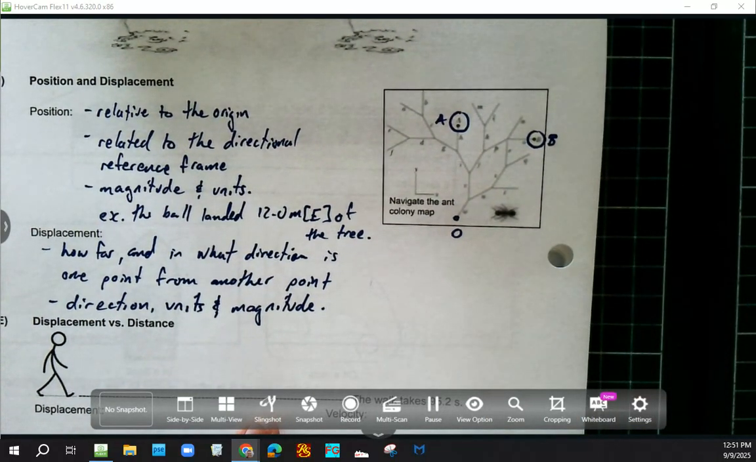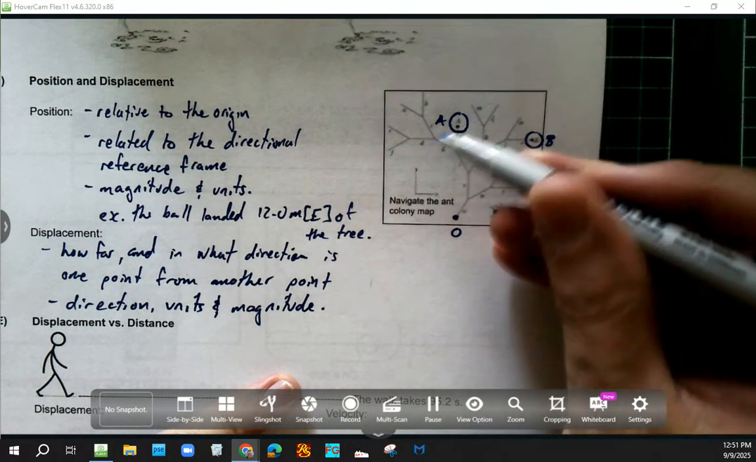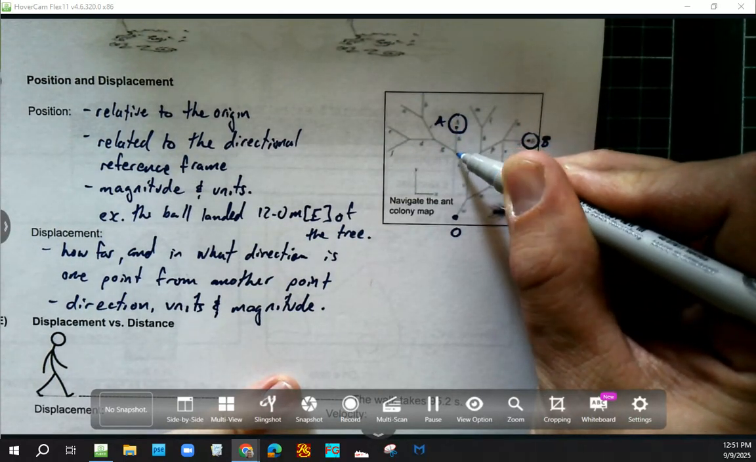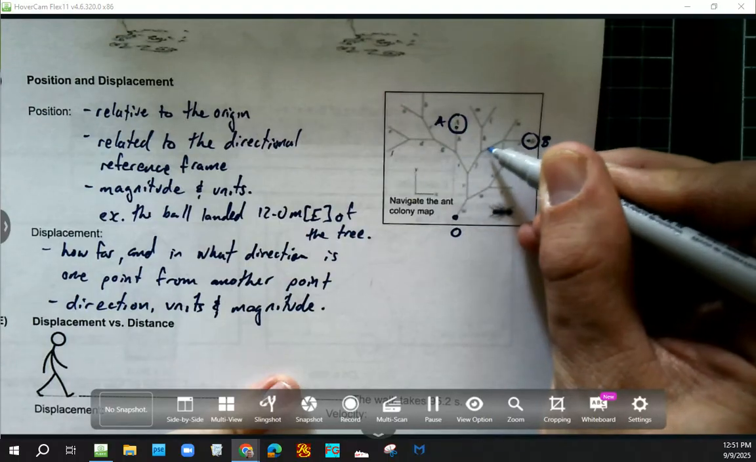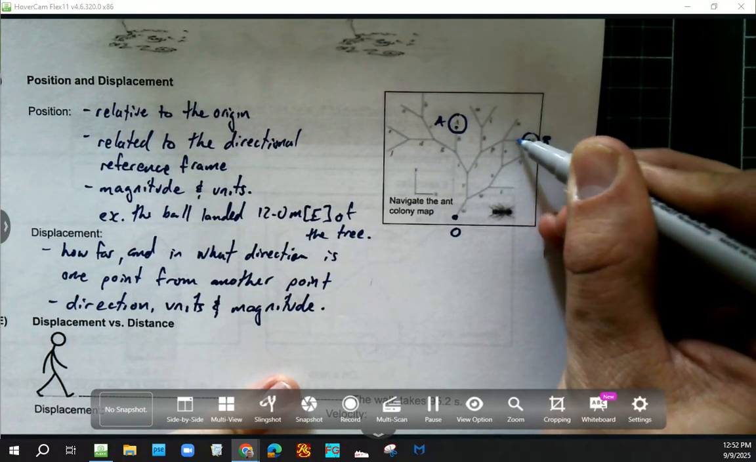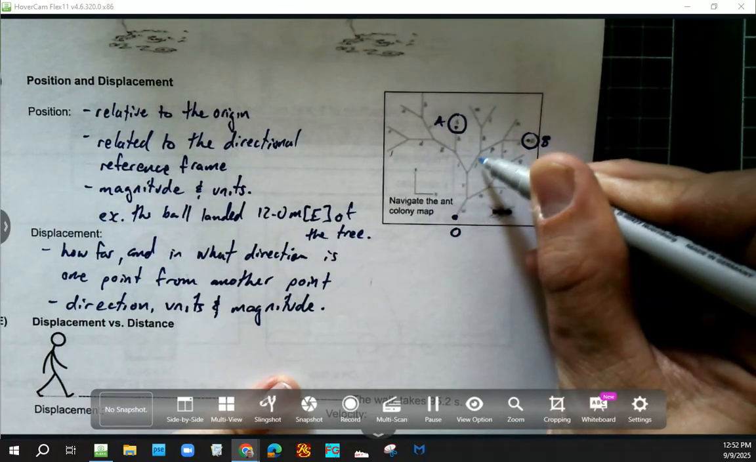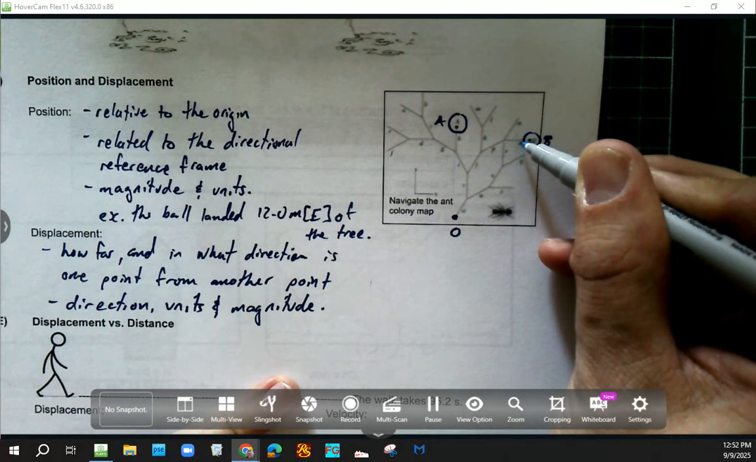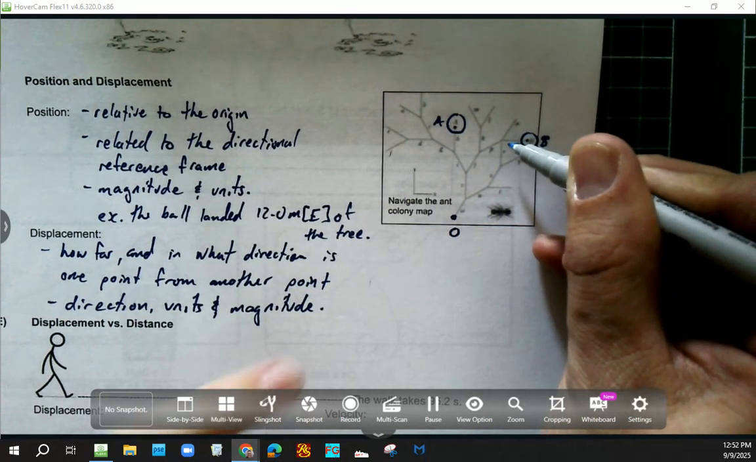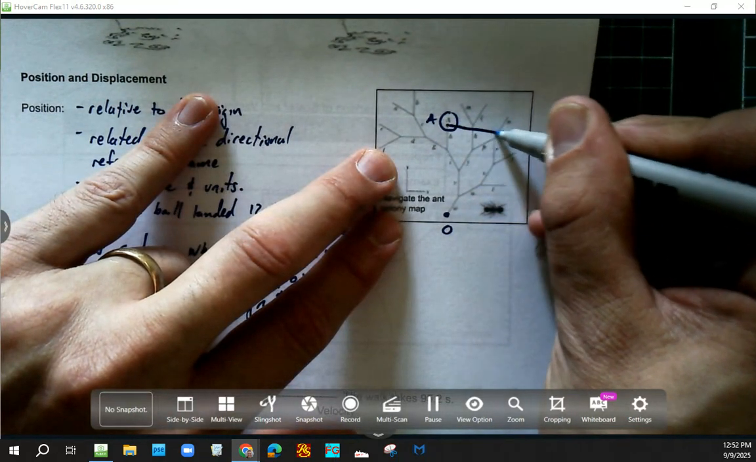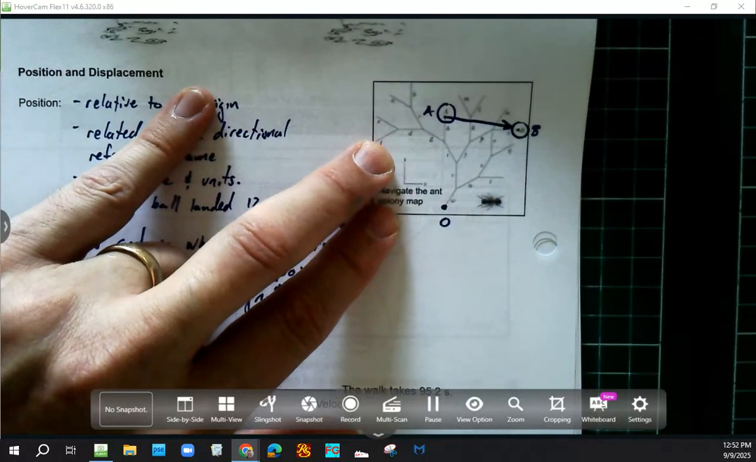And somebody might say, well, what's the distance from position A to position B? Well, distance is measured by following the path. See how my pen is following the path? I take a path, and if I were to measure that, that would be the distance, that I've traced out with my pen. You see what I mean? The displacement, on the other hand, is if I go from A to B, that would be my displacement vector.